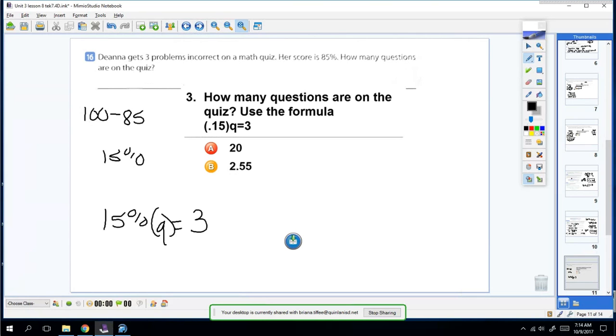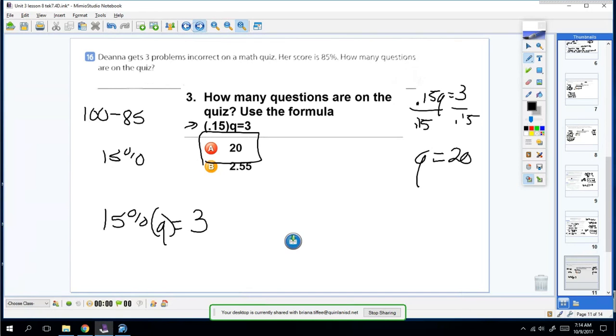Well, it's the same idea. So I actually wrote the formula for you up here. You have 0.15 times Q, which equals 3. So you're going to divide 0.15 into both sides, and you get Q is equal to 20 questions. So there's a total of 20 questions.